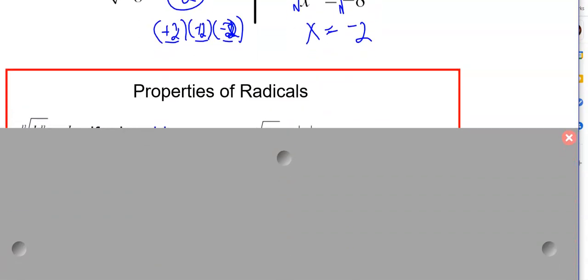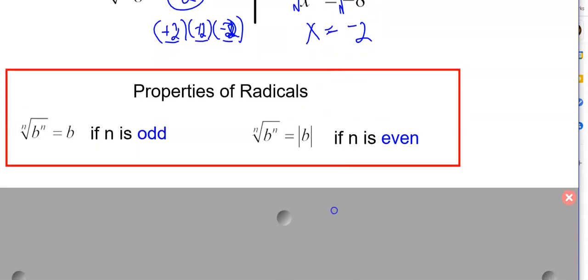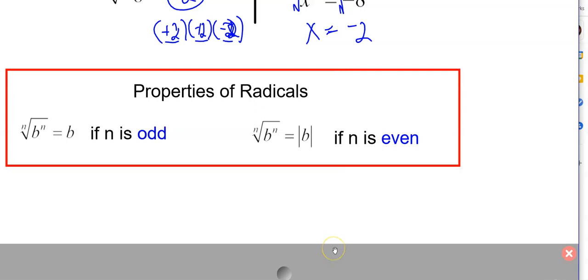So the formal property, if you want to write it down in your notes, is this. The nth root of b to the n is b if n is odd. The nth root of b to the n is positive, or the absolute value of b, if n is even. That's a way of saying this is positive. The square roots are always even.